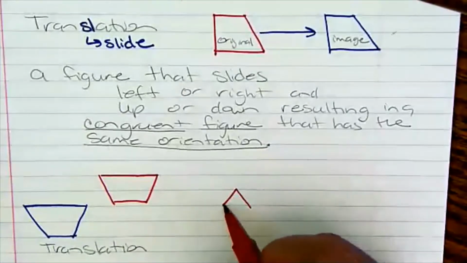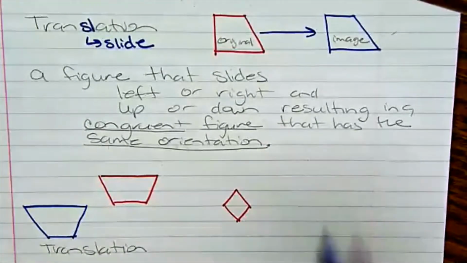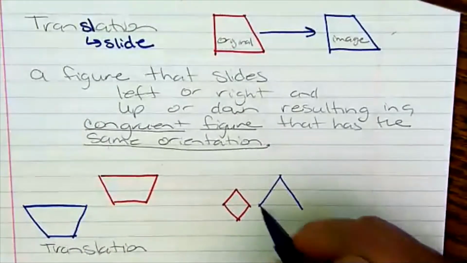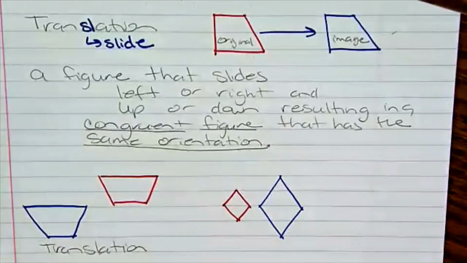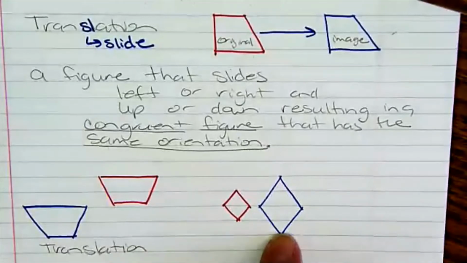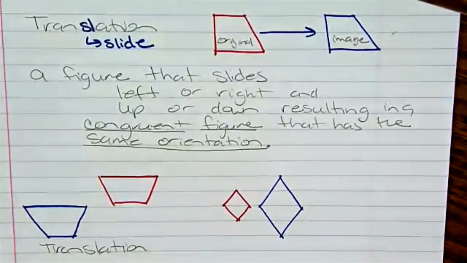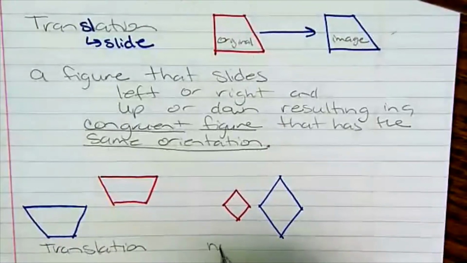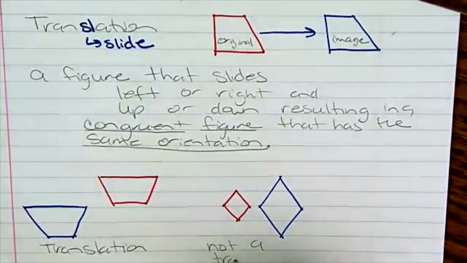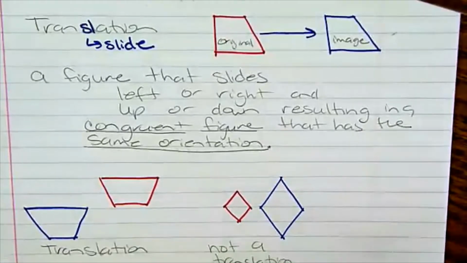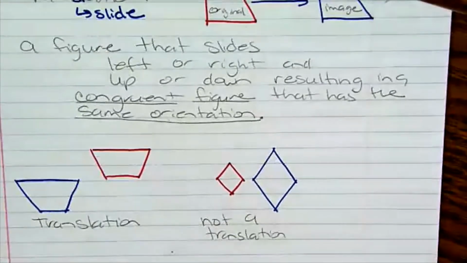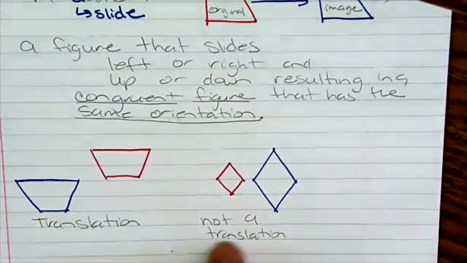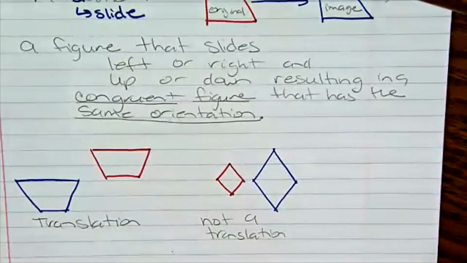Okay, we have a diamond. And then we have a diamond. This is the same shape, but it is not the same size. Therefore, this is not a translation. The two figures are not congruent. They're the same shape, but they are not the same size. Therefore, it's not a translation.